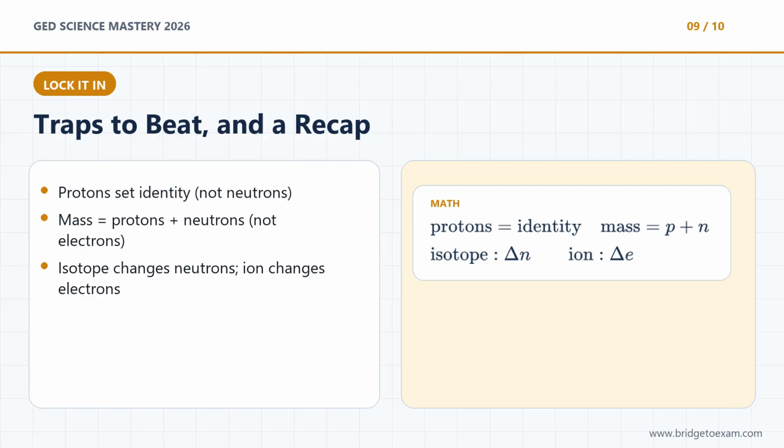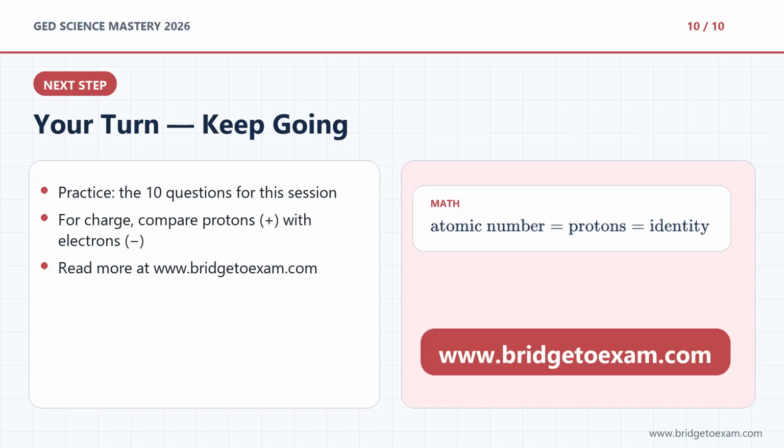The recap. Protons give identity. Mass is protons plus neutrons. Isotopes change neutrons. And ions change electrons. Superb work today. You can now name the 3 particles and their charges, use the atomic number, and tell an isotope from an ion. Your practice for this session is the 10 questions attached to this lesson. Answer them from memory, and when a question asks about charge, just compare the protons, which are positive, with the electrons, which are negative.